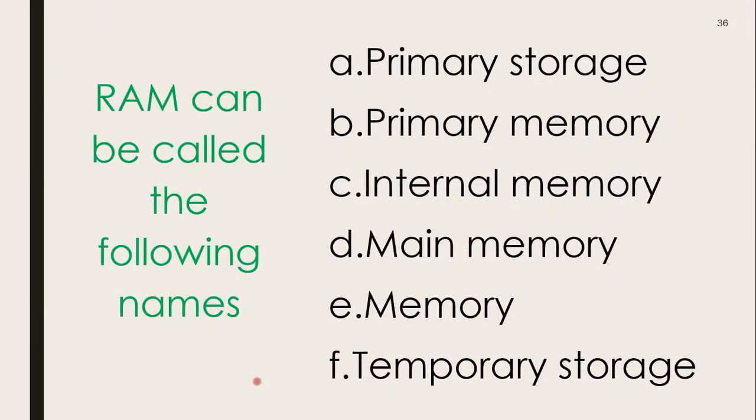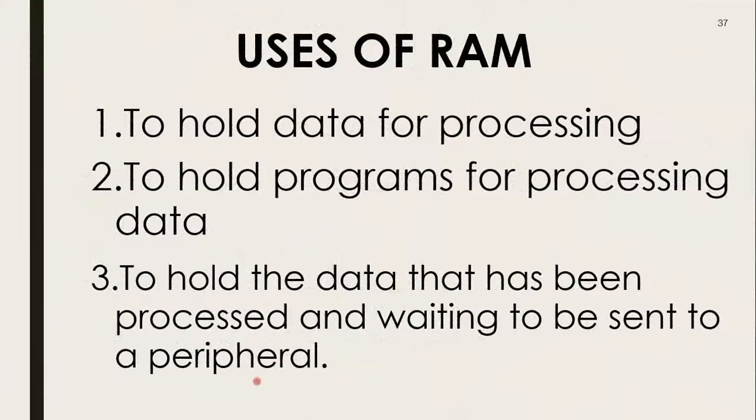RAM is primary storage, primary memory, internal memory, main memory. It is a temporary storage, and it depends on your backup. RAM holds data for processing.